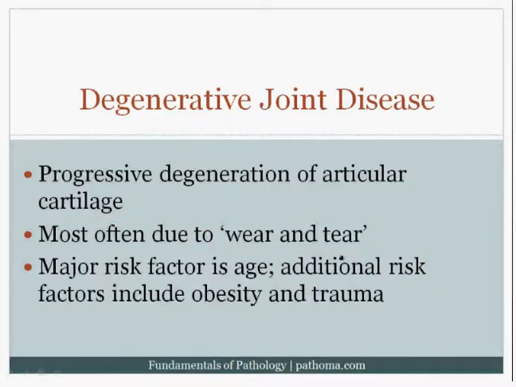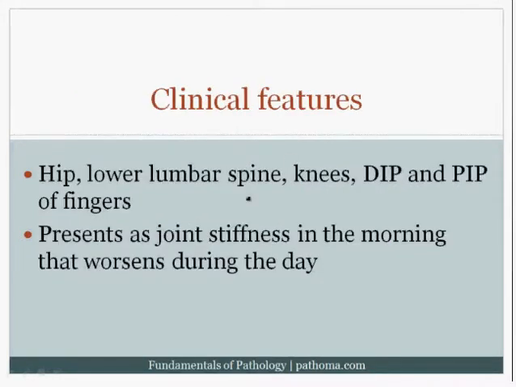The major risk factor is going to be age. Of course, if it's wear and tear, the longer you bang on it, the more likely you are to get the disease. And additional risk factors include obesity. The more weight you put on the joint, the more likely you are to wear it down, and trauma. If a joint is deformed because of trauma, or if a joint is heavily damaged because of trauma, then it can also degenerate. Degenerative joint disease affects a limited number of joints, and it usually involves the hips, the lower lumbar spine, the knees, and the DIP and PIP of the fingers. That's particularly high yield. Both the DIP and the PIP will be involved.